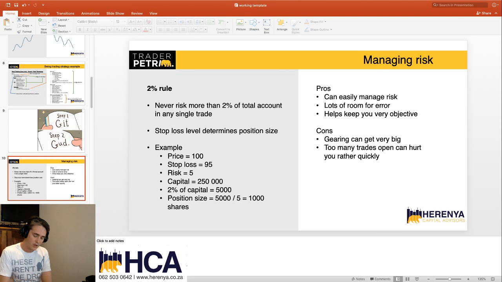So what you do is you identify your entry point into a trade. Let's look at, there's a good example actually at the moment, which is Anglo-American.